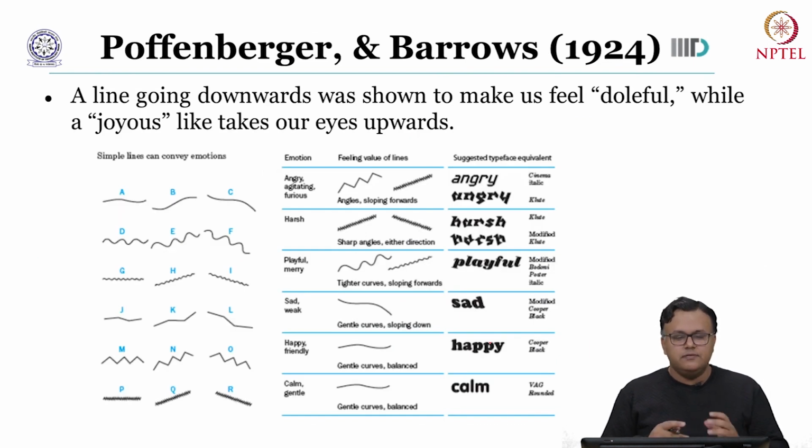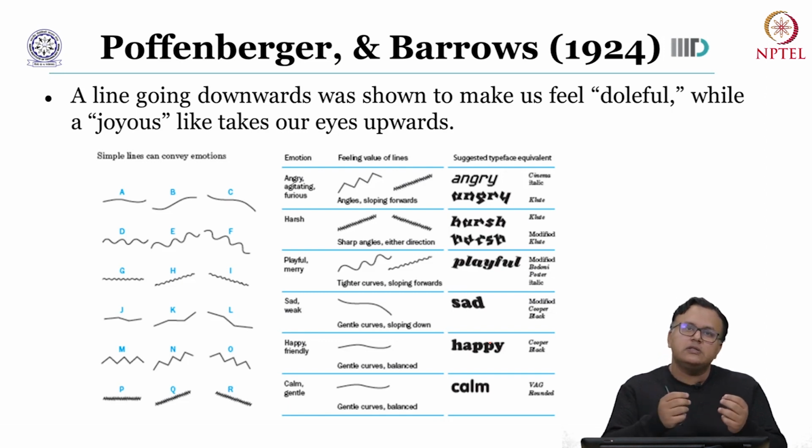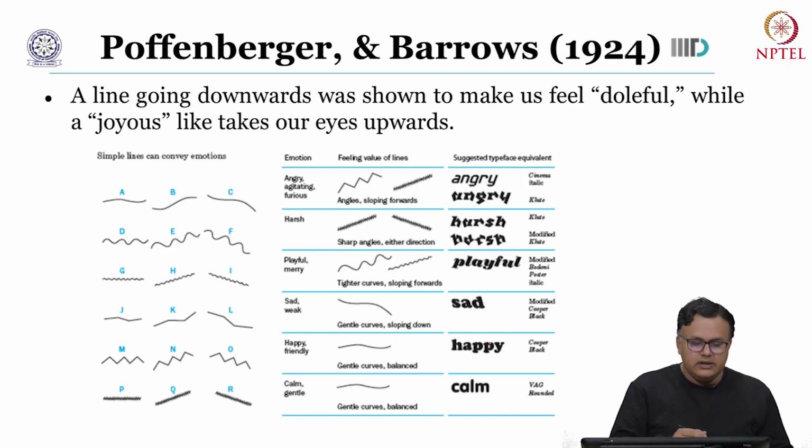Now, there is this very interesting work which was proposed in 1924 by Poffenberger and Barrows. What they are saying is the way in which a line is drawn, the style of the line, would represent the emotion which is supposed to be conveyed by, let's say, a word which is written by using the style of those lines. Now, notice this, friends.